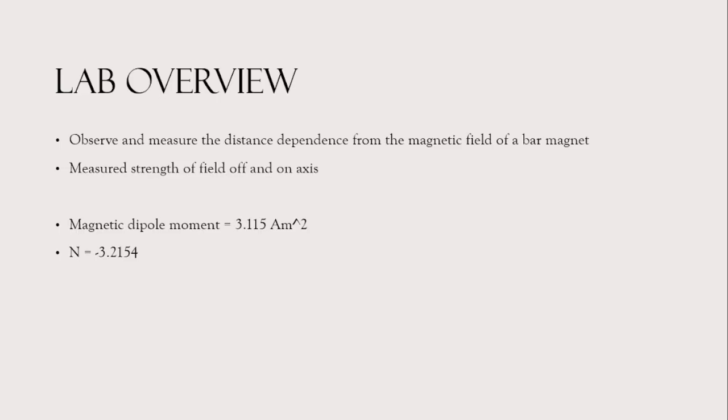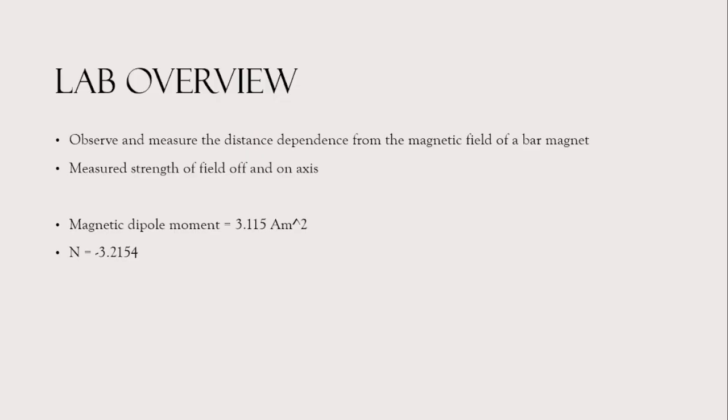So, a quick overview. The purpose of this lab was to observe and measure the distance dependence of the magnetic field of a bar magnet. We did this by measuring the strength of the magnetic field due to the bar magnet off and on axis. So here's a quick preview of the results.